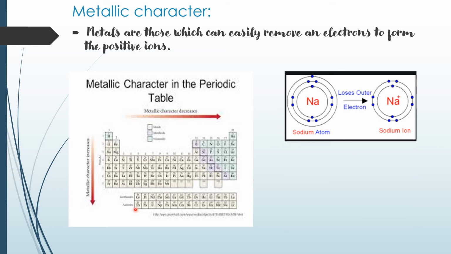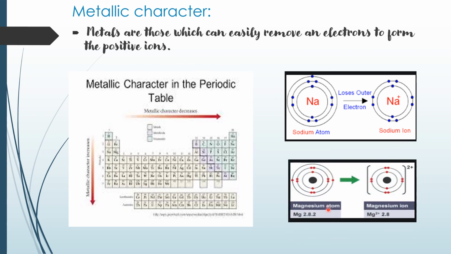For example, sodium. It has an outer electron, 2, 8, 1. It is a sodium atom. It easily loses one electron to form the sodium ion, that is a positive ion, Na+, 2, 8, which is an octet. It is a stable configuration.